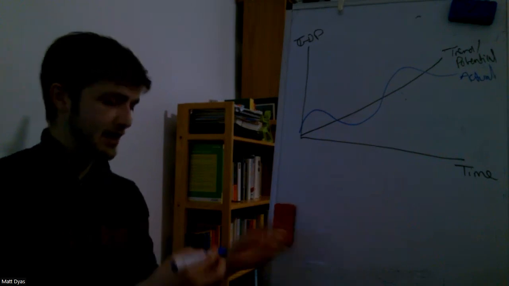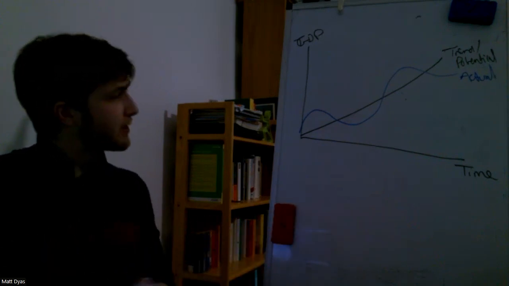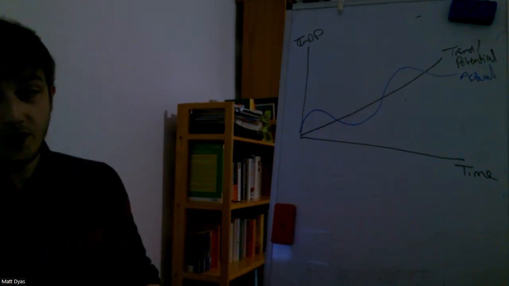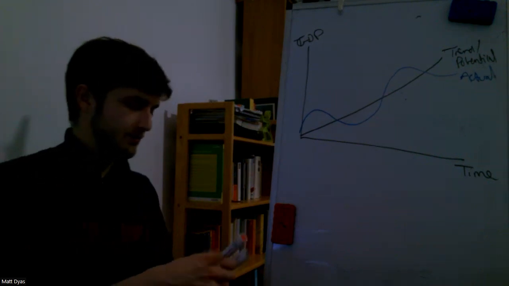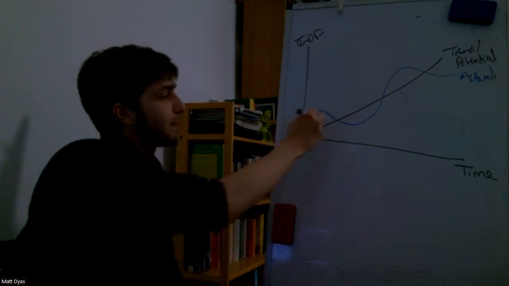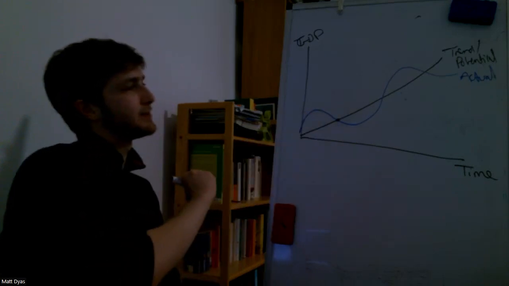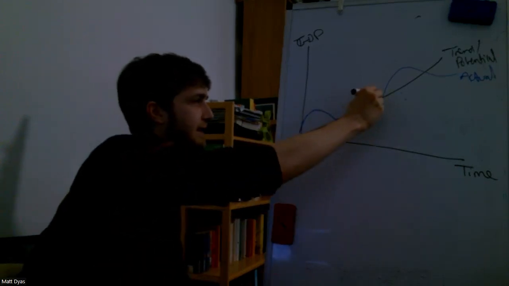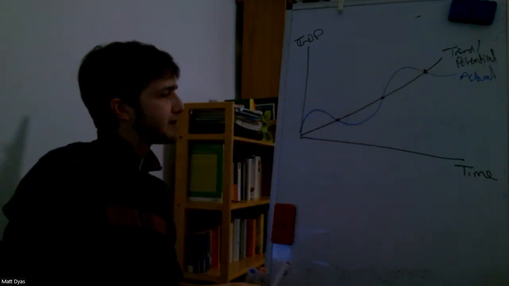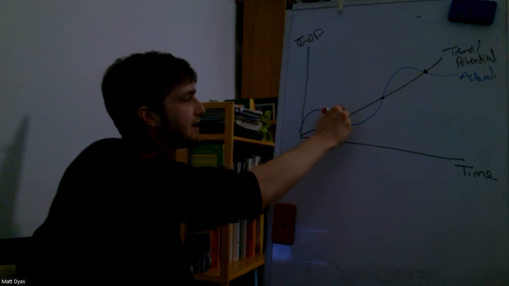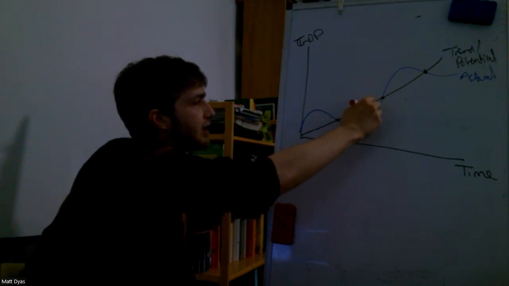So, okay. An output gap is when there is a difference between actual and potential GDP. That's it. So here, there is no output gap because there is no difference. Here, there is no output gap. Here, there is no output gap. But here is what we call a negative output gap.